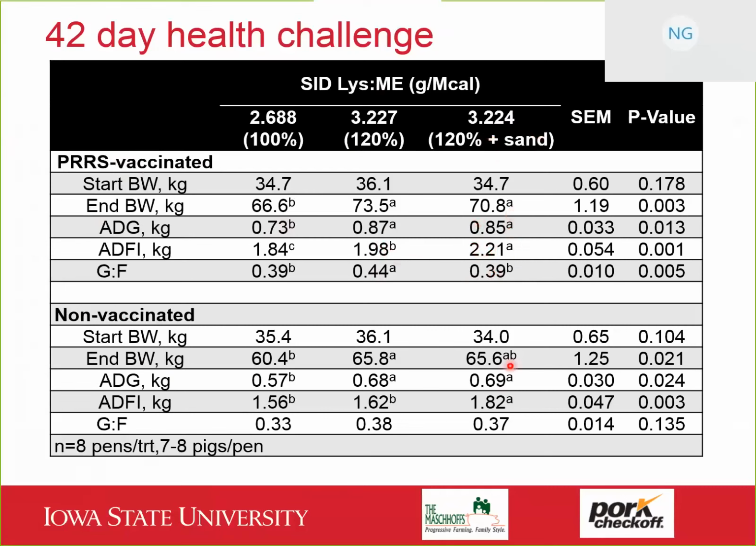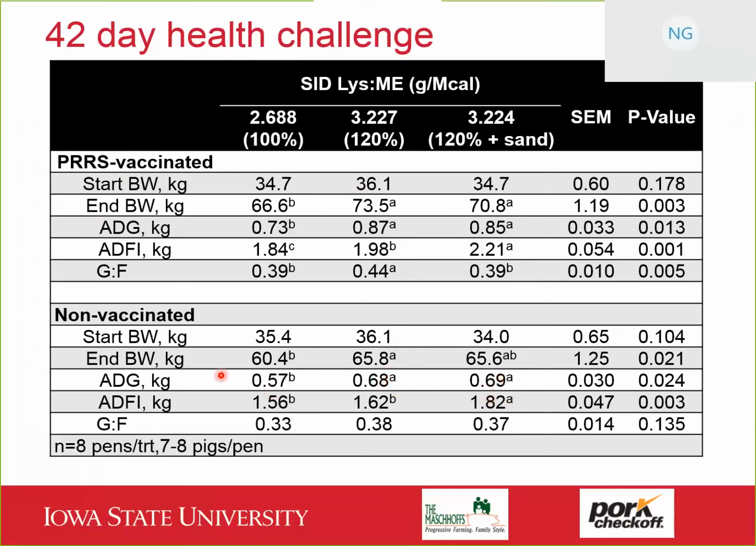In our non-vaccinated pigs, you can see they were worse off. They were about 10 kilograms behind our vaccinated pigs, so it pays to vaccinate. That's the first story. But really, we see the same thing at 120% with amino acids driving that ratio. We see improved growth rates, and then we see the same thing if we dilute energy to achieve the same ratio. Driving feed intake, we get similar growth rates to 120%, and both of them are better than our 100%.